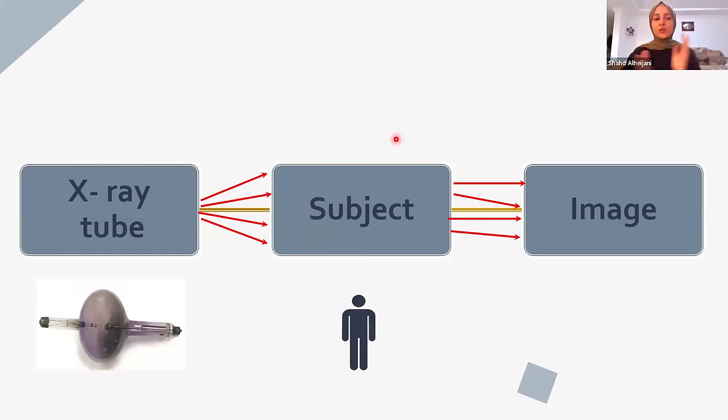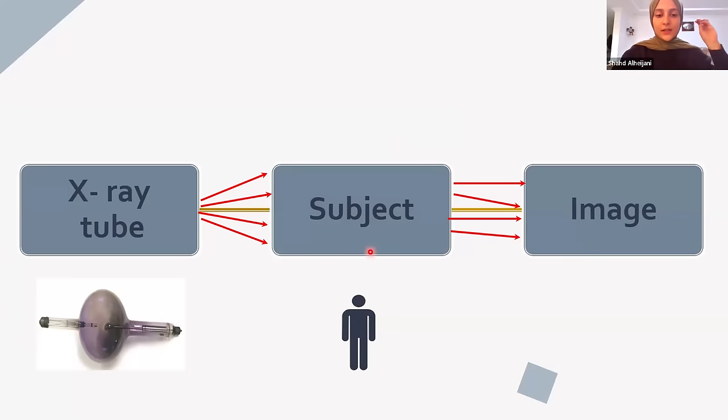Now let's dive deeper into the X-rays themselves. How do we get the final image we see on an X-ray? We start with the X-ray tube, which is this device here. This will emit the radiation, emit the X-rays, which will hit the subject or the patient, and then finally produce the image we see, which is the X-ray.